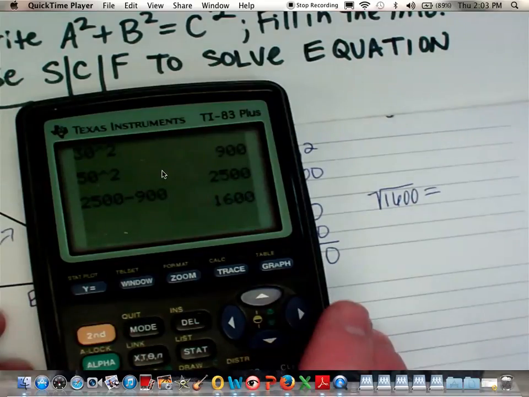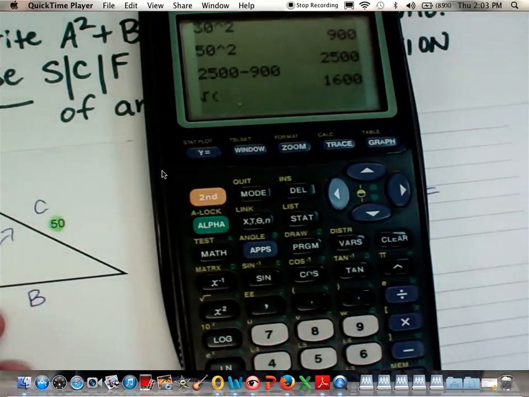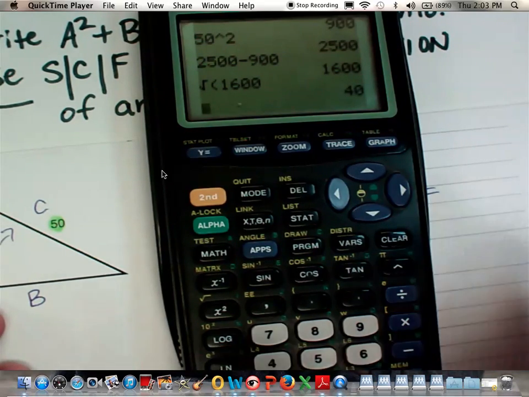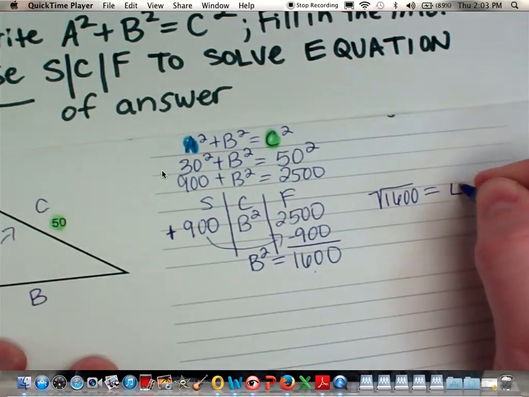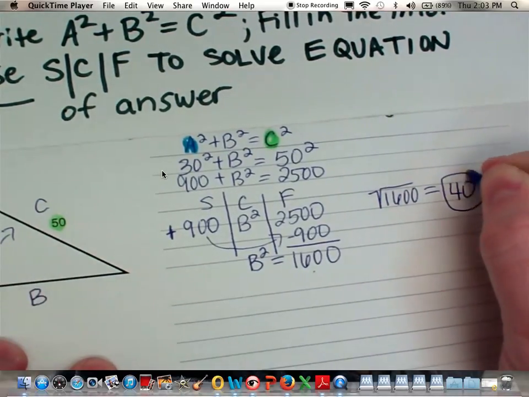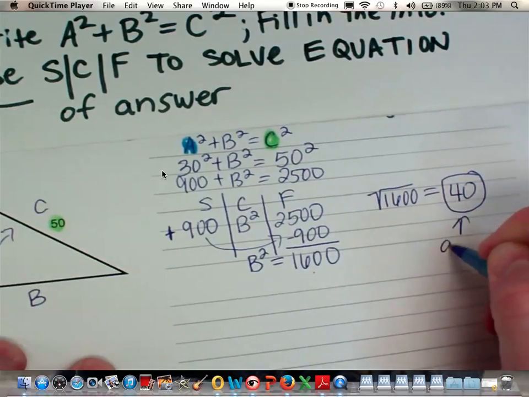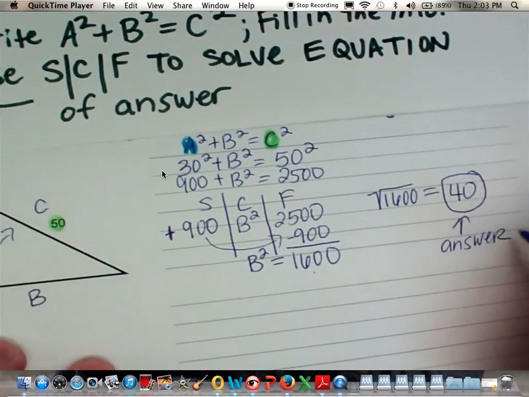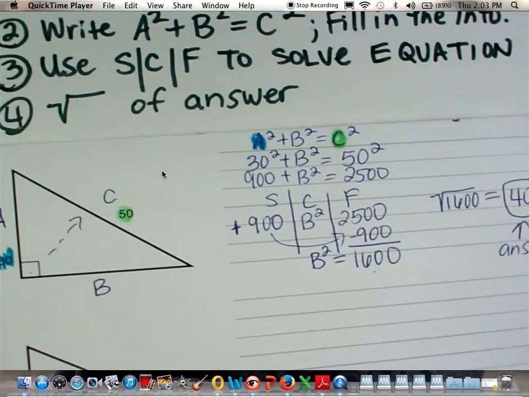Second, x squared button right here gives me the square root. 1,600. Enter. My answer for b is going to be 40. That's my answer right there. So I know my answer is going to be 40. And I'm done with that problem. And that's as simple as it gets. So follow your steps, color code, and you'll be able to get it.